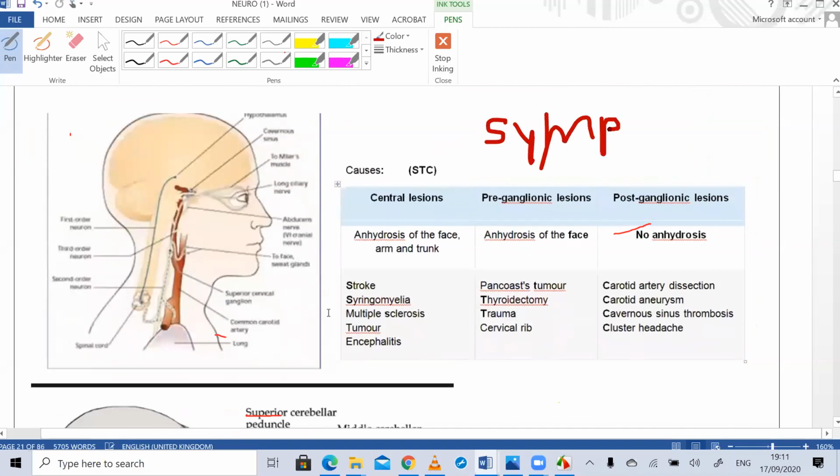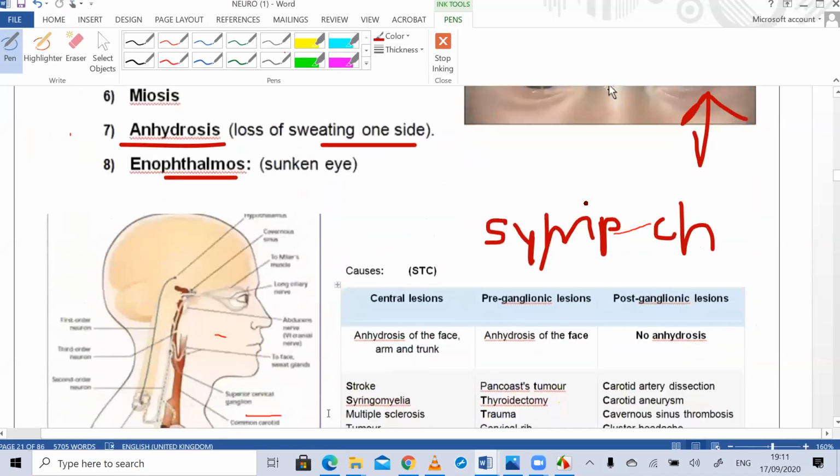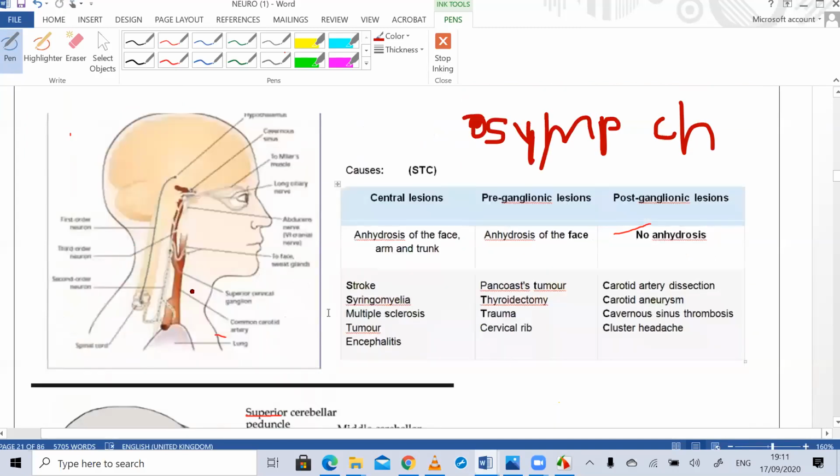The sympathetic chain, which is for fight or flight. If you are compressing the sympathetic chain, you will get Horner syndrome. But take care. The sympathetic chain comes from the cortex, this is the first order neuron, to the level of the spinal cord.